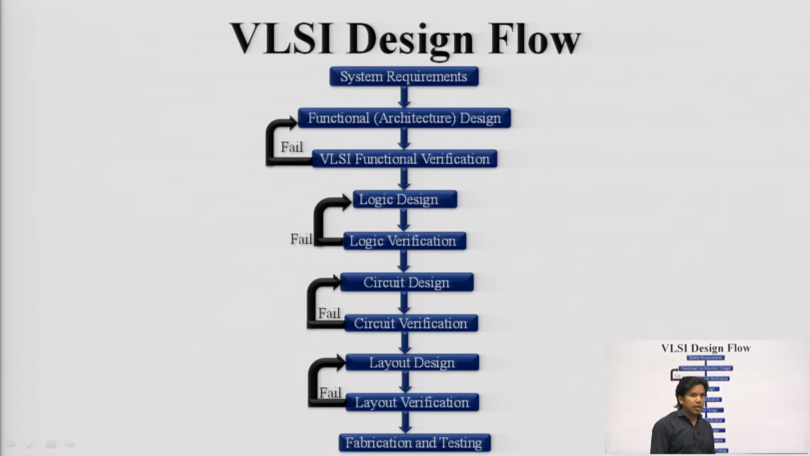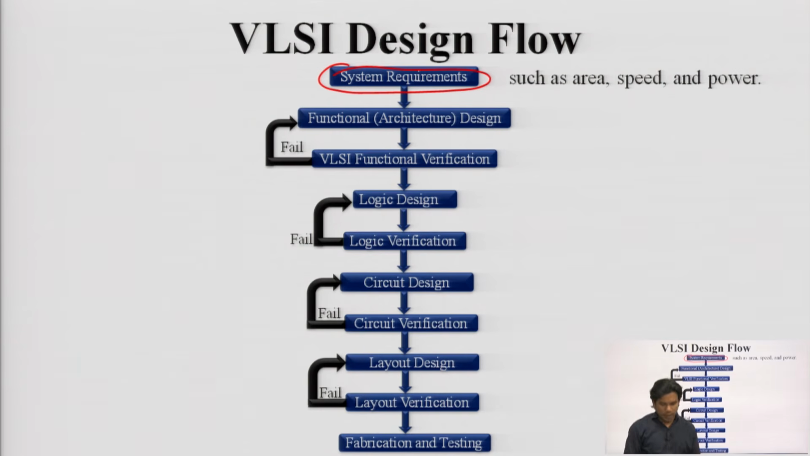So, this is another VLSI design flow, what kind of flow we have to follow until we get a desired output, like I already told you in the previous slide. Before designing any product or circuitry, you have some specification. First, you should have a system requirement: what kind of system you are going to design and what kind of output you expect. For that you should have requirements like area, speed, and how much power it should consume.